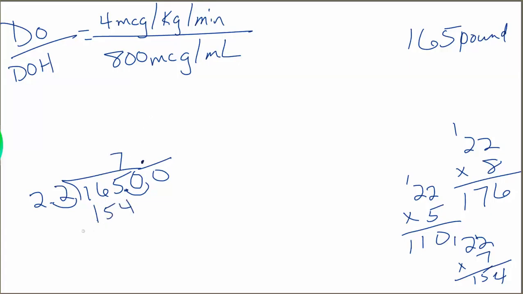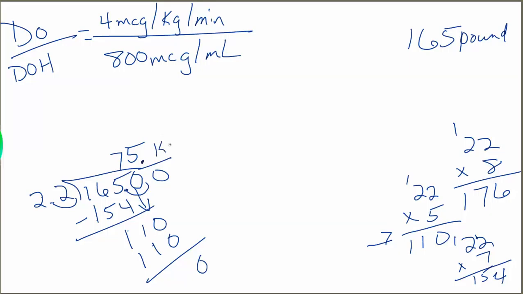154, subtract: 5 minus 4 is 1. We're going to go ahead and drop the 0. 6 minus 5 is 1. So now we have 110. What do we already know here? It'll go 5 times. So we can, oh my, about lost my spot. So this will go 5 times, making this come out to 0. So we are at a 75 kilogram patient.